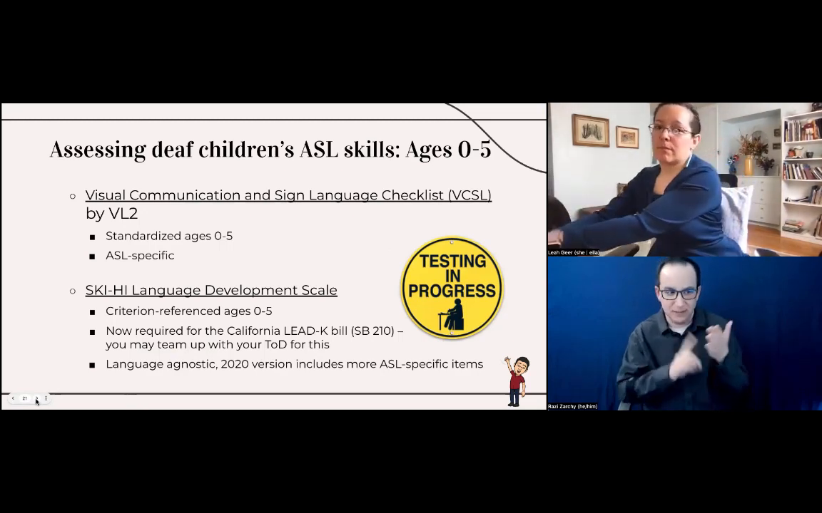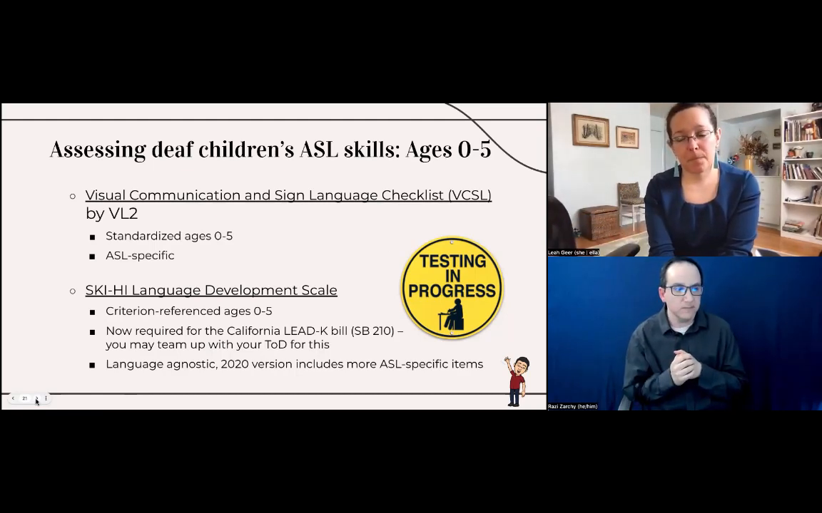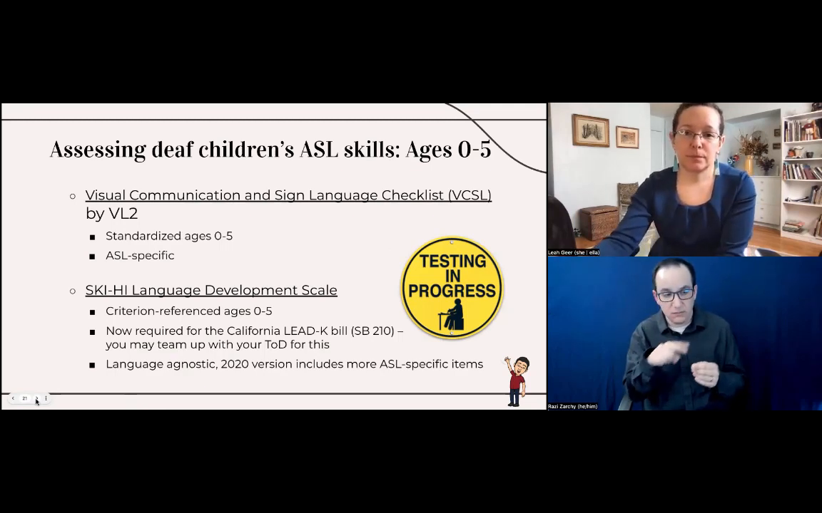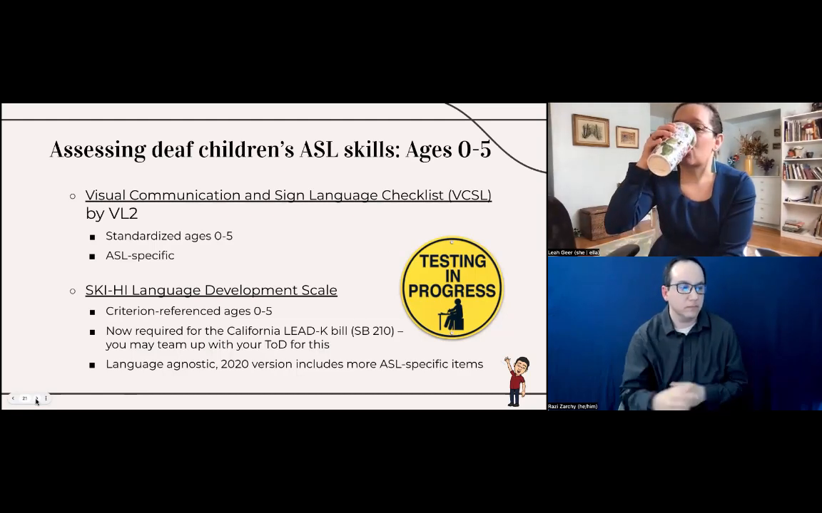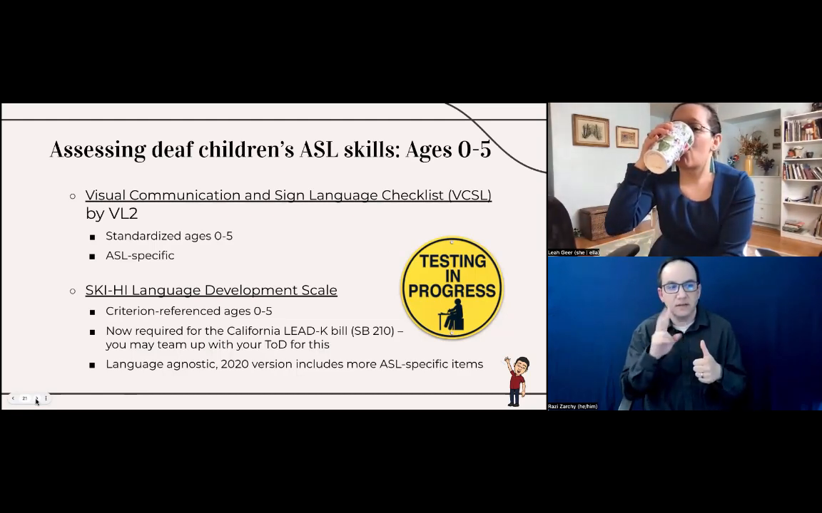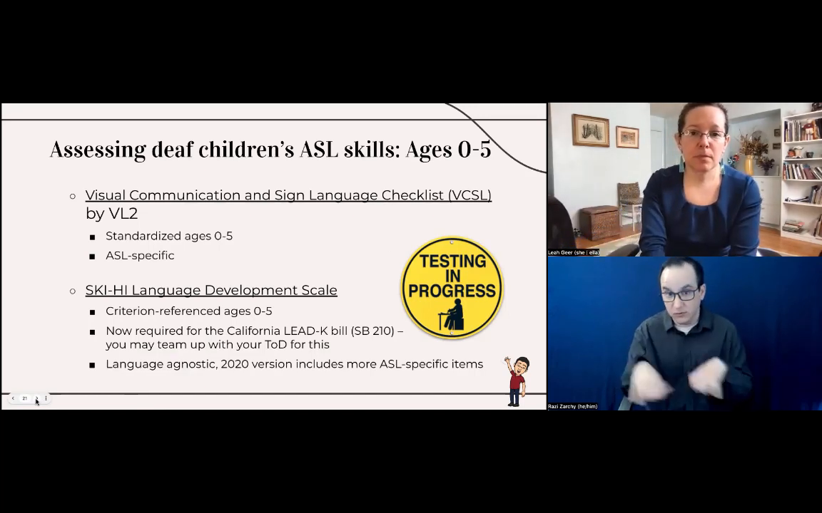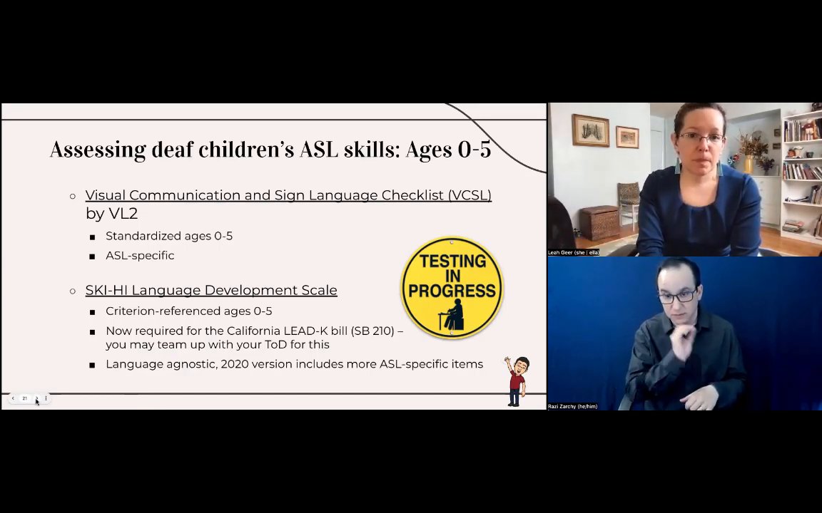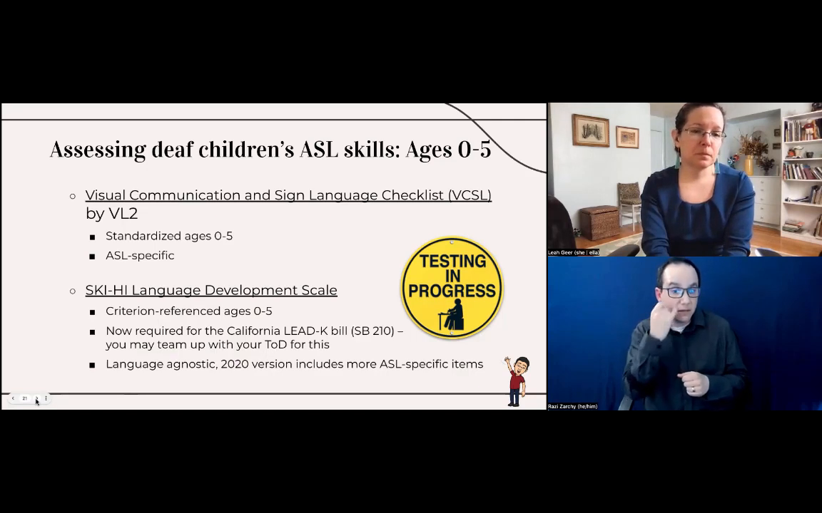So here are a few options that we do have that are designed for age birth to 5. Some of you may already be familiar with some of these assessments, but I will hit on a few of them. First, we have here the VCSL. It is written. It's standardized, as I said, for birth to 5 and specific for ASL users.